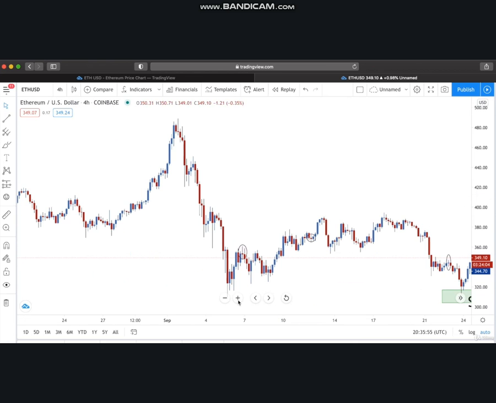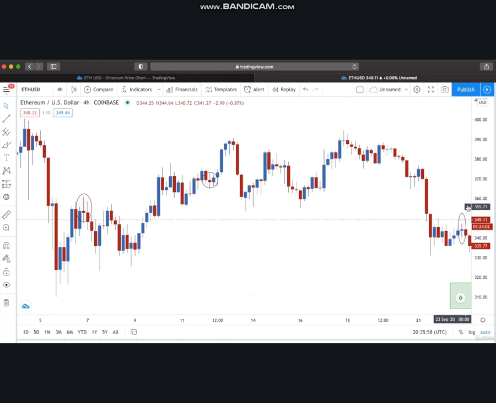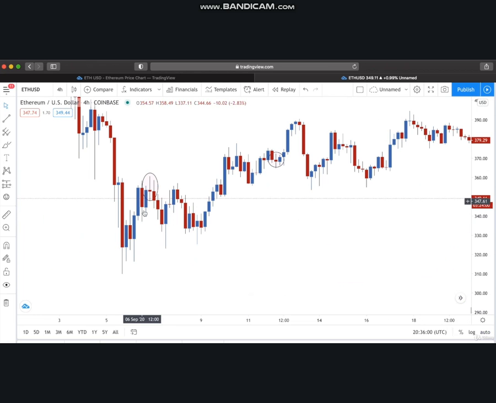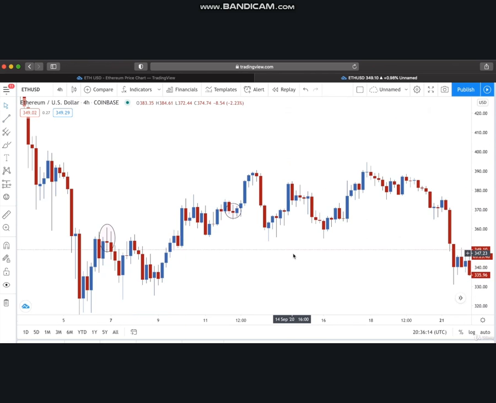As you can see here, guys, here was an uptrend, a spinning top formed, and the price of this pair went down. Here, I have marked this spinning top for you. Then the price of the pair went down, a spinning top came, and the price went up.